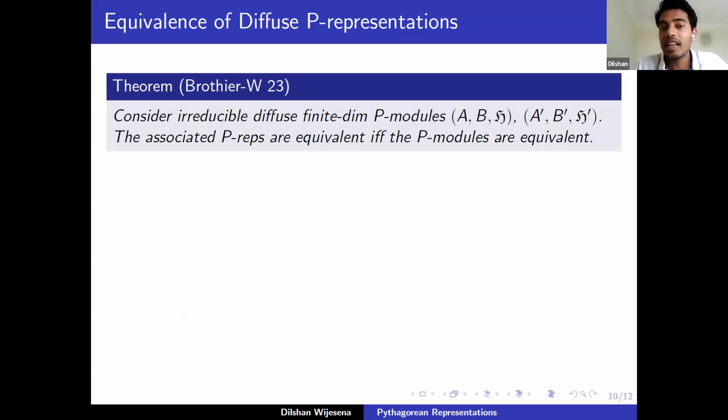Again, this is a really nice result because this means we only need to work on the Pythagorean P modules, which is just finite dimensional, quite easy to work with. And just from that, we can understand which Pythagorean representations of F are going to be equivalent or not equivalent.